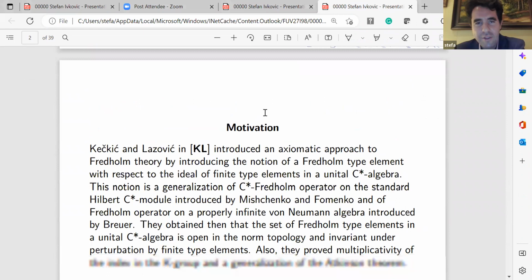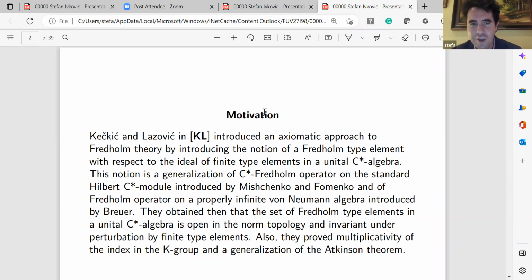I should just say a few words. I obtained my PhD in March. After that, I wanted to go a step further to obtain a generalization of the results from my thesis to the level of arbitrary C-star algebra. So let me just say a few words on the motivation for this research before introducing definitions.